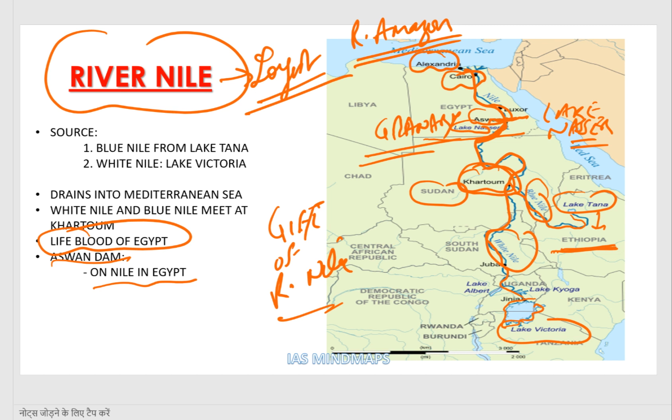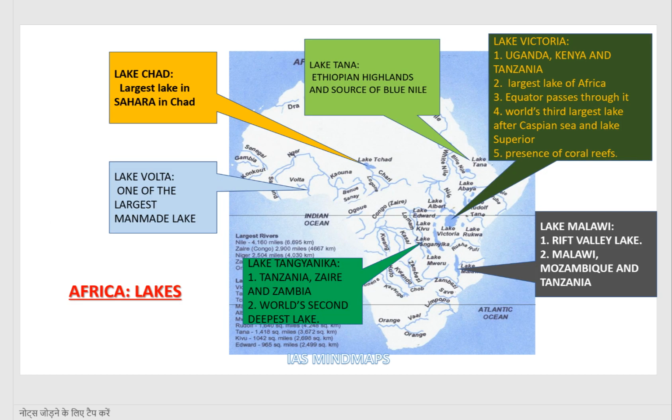And Blue Nile rises from Lake Tana in Ethiopian Highlands. White Nile comes out from Lake Victoria. Both of them drain into Mediterranean Sea. Very famous seaport is Alexandria on the delta of River Nile. Next, moving ahead, let us see the famous lakes of Africa.